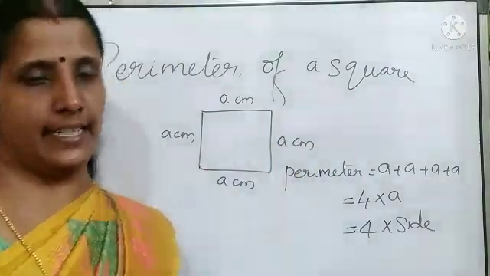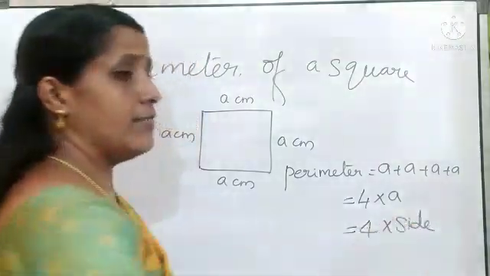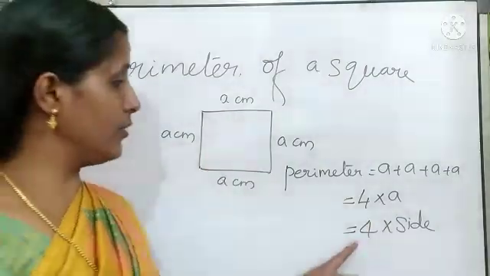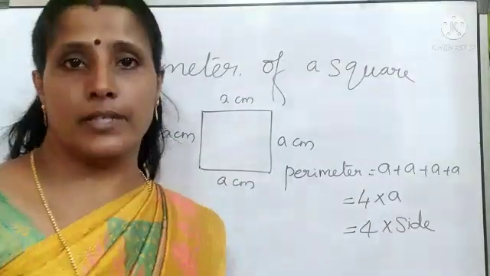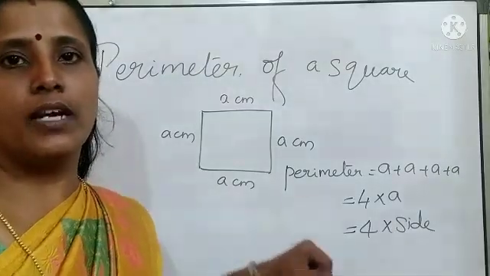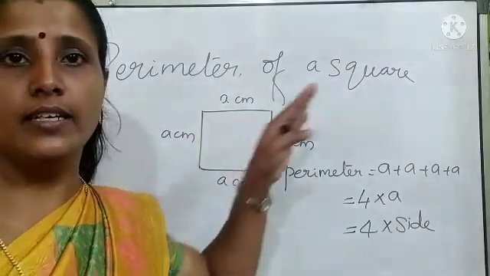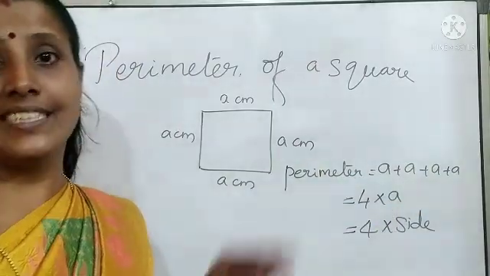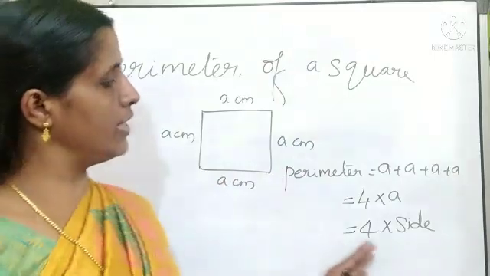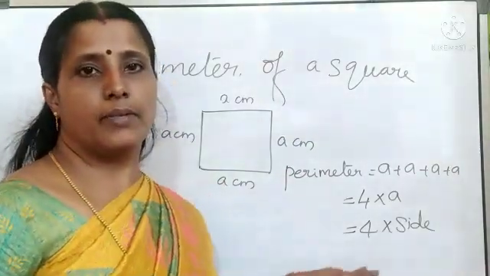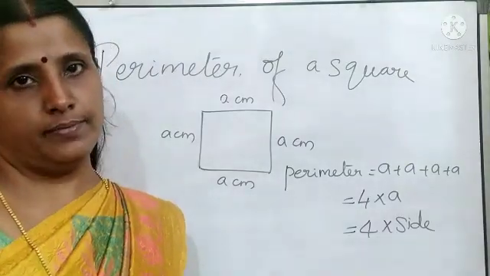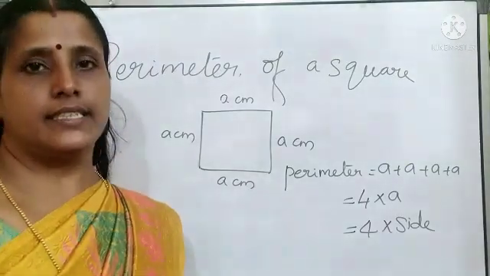4 into side. The side measurement is given, so using that measurement we have to multiply by 4. We get the perimeter of the given square. This is the formula for finding the perimeter of a square. This is the easy way. Without adding the sides, we only have to multiply the one side measurement by 4. That is the perimeter of a square. Okay, next.